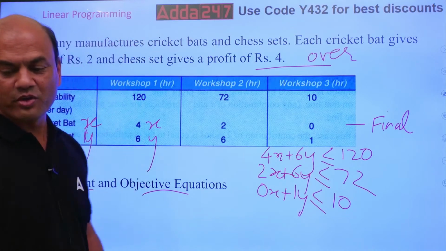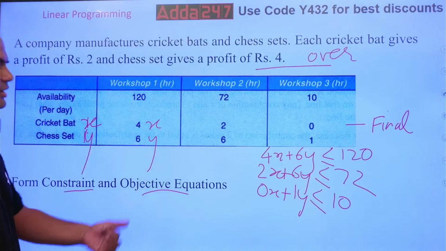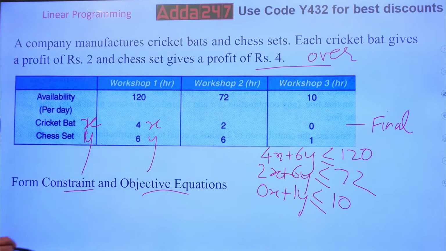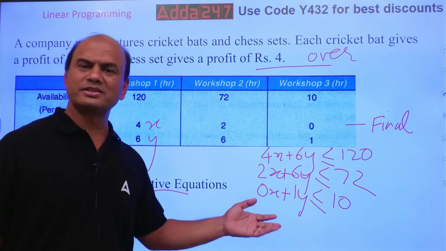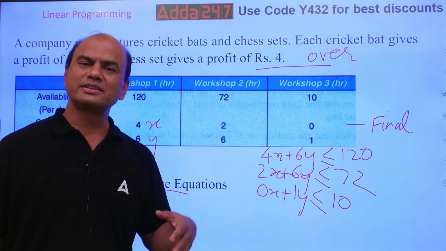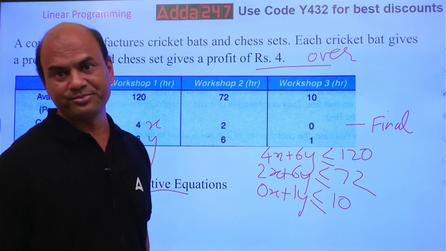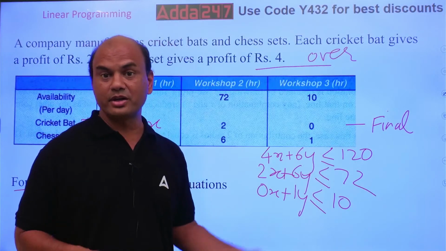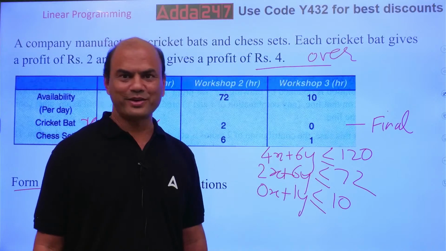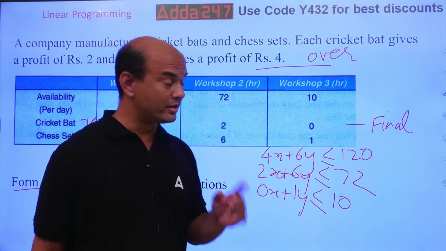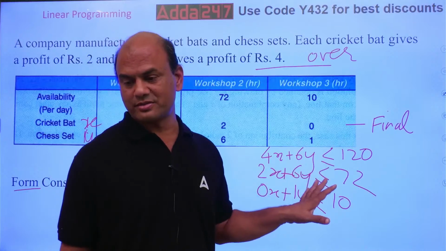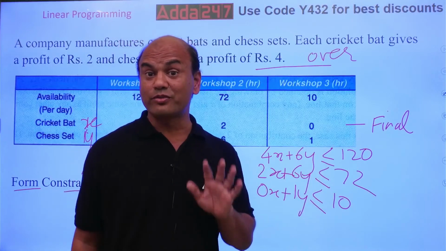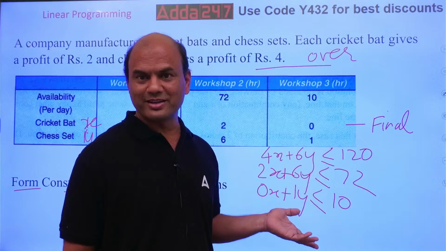Okay? Form the constraint and objective equations. You have to just form them. Forming is very important, and the solution is very easy. Once you are able to form this, you can just solve it. Solving will take some time, we'll take it some other day. In the exam, you generally don't get to solve, you get to form. So remember, your problem gets over here. This is for 5 marks. Kindly note, 5 marks, just forming.